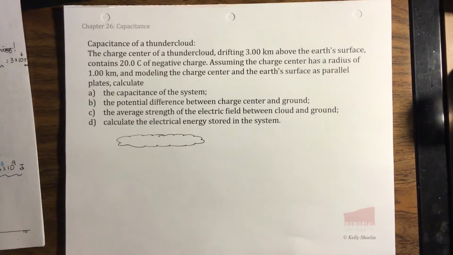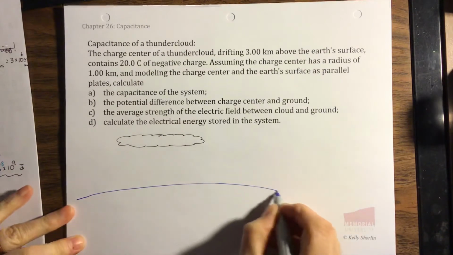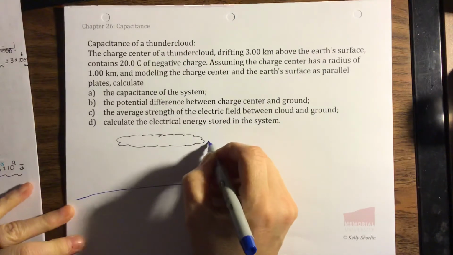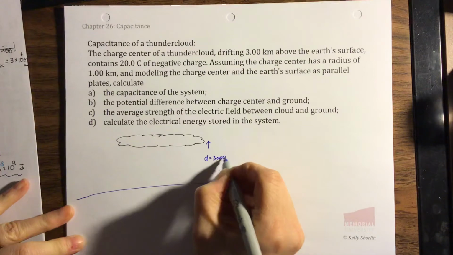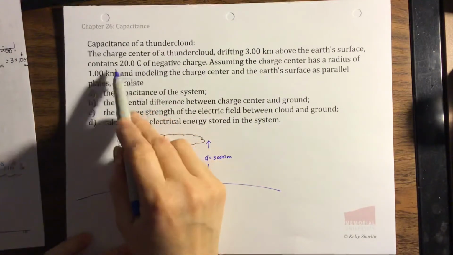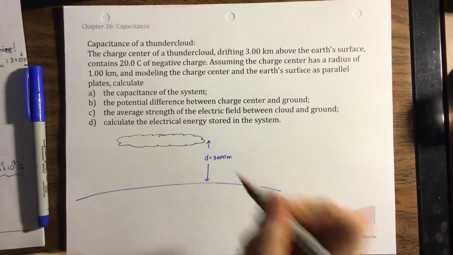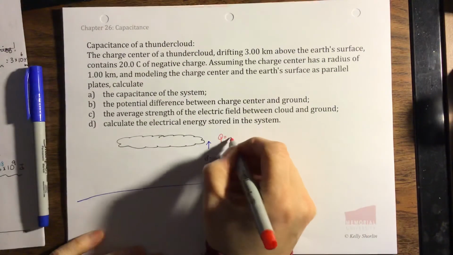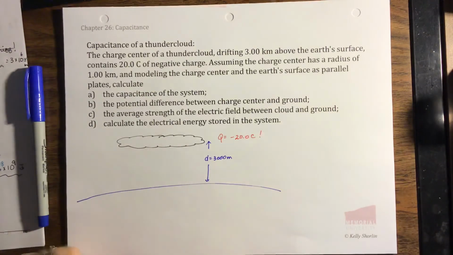So let's get the Earth in there. So there's our Earth's surface. The distance between those two guys is 3 kilometers or 3,000 meters. It contains 20 coulombs of negative charge. So the charge on our cloud, Q, equals minus 20 coulombs. That is an awful lot of charge.